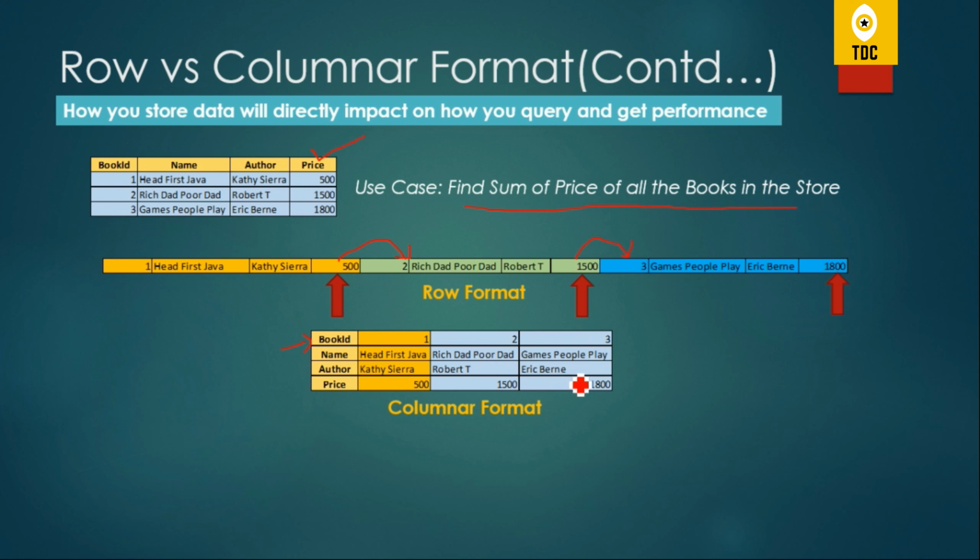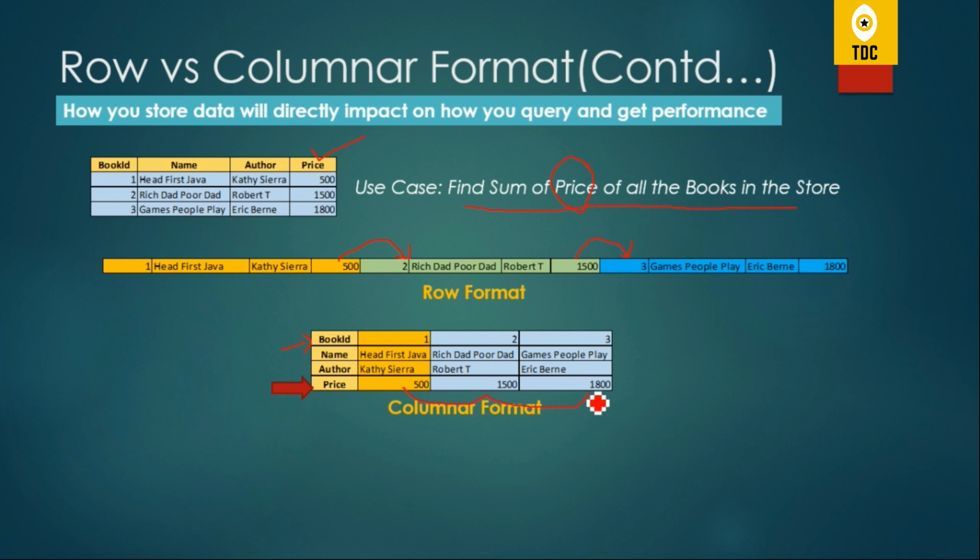So now, since you are only interested in the price, what exactly the input output operation does is, you know what you are interested in, right? You are interested in price. So you can directly go to the price and get all these three values. Here, if you closely observe, we are making only one iteration compared to the previous where we were making three iterations to get the values. So if you just reach the price, you got all the values that you want and you can just perform the aggregations.